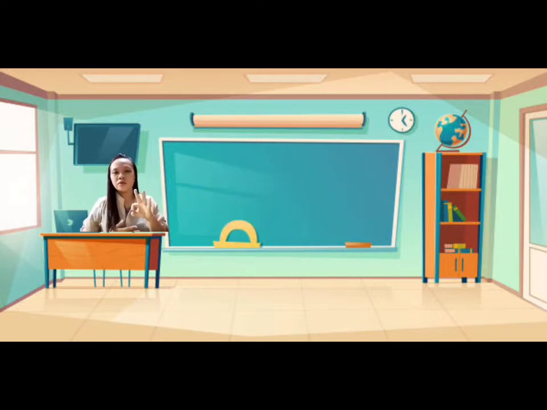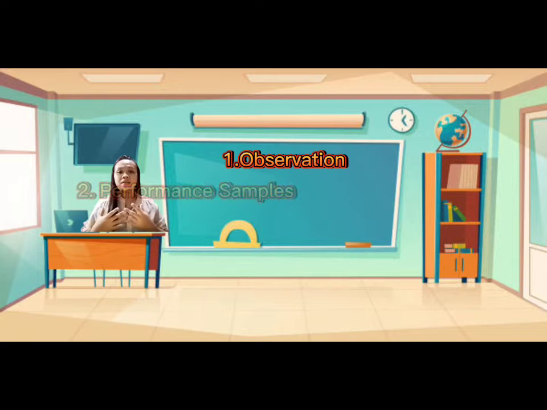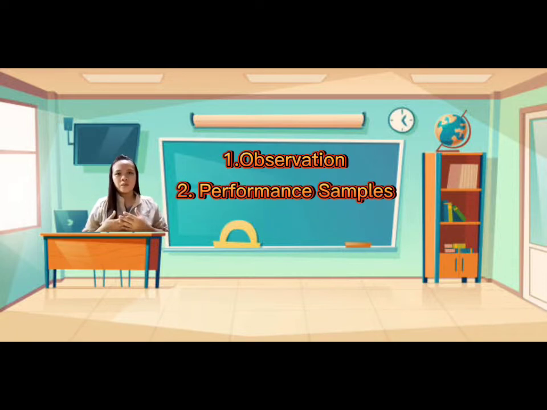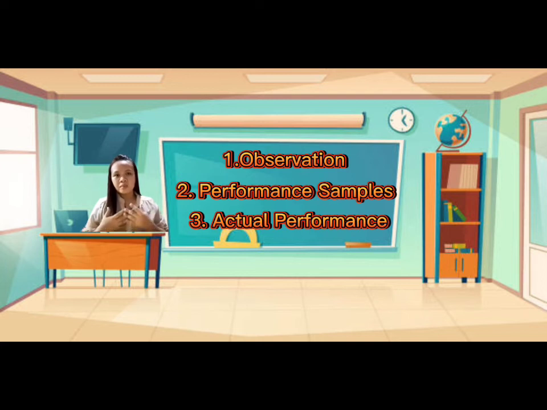So the three modes of authentic assessment are observations. These are used to monitor learners' progress, and it includes data and information that you collect from daily work with your learners or students. The second one is the performance samples. Performance samples are tangible results that demonstrate learners' achievements. And the last one is the actual performance, or it is also called the test and measures of the learners at a specific place and time on a certain learning outcome.